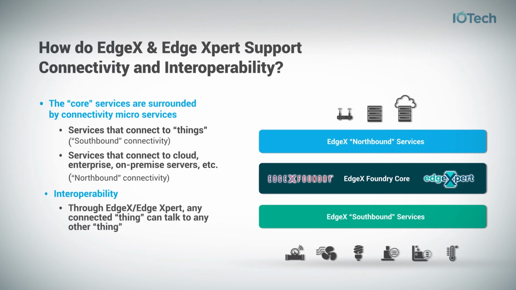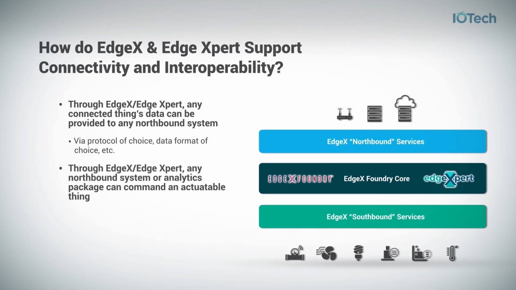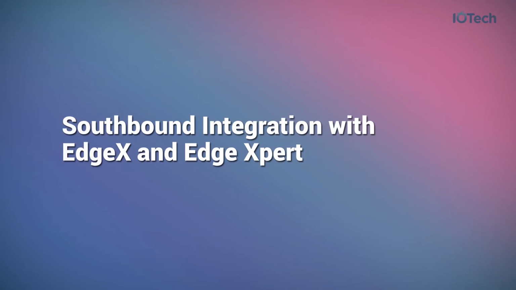Via the core, all sensors and devices communicate to the core and then to each other. Via the core, sensors send their data north, where the north-facing services make the data consumable to other systems and applications to include local analytics software. And because EdgeX can never provide all the connectivity in the world, there are SDKs for north and southbound service creation. Okay, so let's get a little deeper on the EdgeX southbound capability.